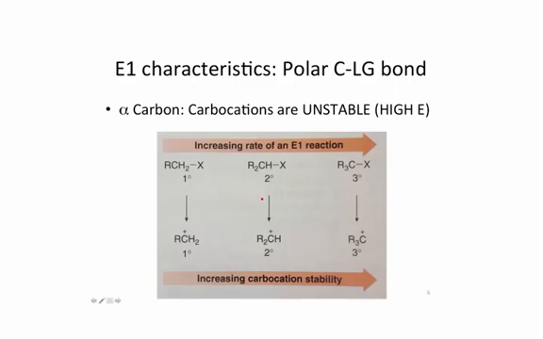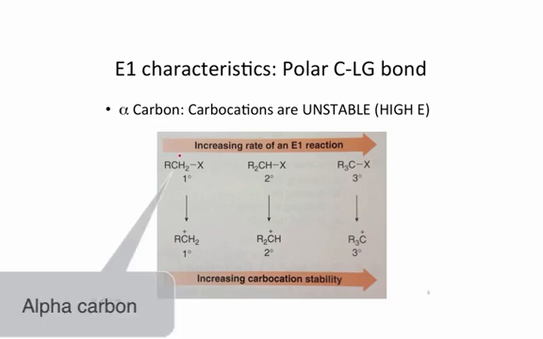The first thing to take a look at is the polar carbon-leaving group bond. We're making carbocations in the first step of this reaction, and carbocations are unstable, or otherwise said, they're very high in energy. The alpha carbon, that's the carbon that's right next to the leaving group, is the one that's going to bear the positive charge.